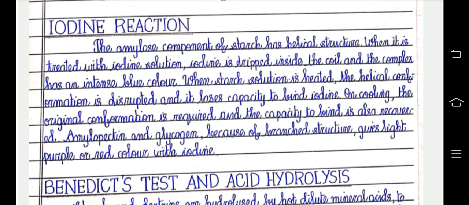When it is treated with iodine solution, iodine sits inside the coil, and the complex has an intense blue color. When starch solution is heated, the helical conformation is disrupted and it loses the capacity to bind iodine. On cooling, the original conformation is regained and the capacity to bind is also recovered. Amylopectin and glycogen, because of their branching structure, give light purple and red color with iodine.